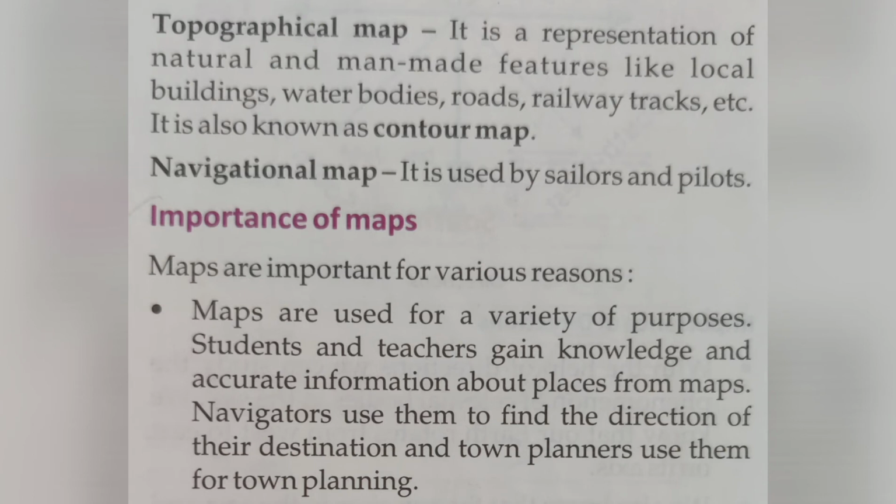Now the topographical map. It is a representation of natural and man-made features like local buildings, water bodies, roads, railway tracks, etc. It is also known as a contour map. Navigational maps are used by sailors and pilots.